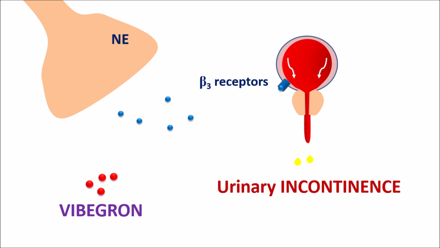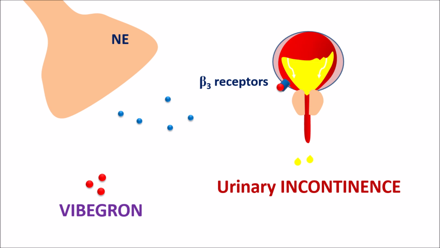Vibegron is a beta-3 receptor agonist. This Vibegron acts as a beta-3 receptor agonist, which produces relaxation of the bladder. Because of bladder relaxation, the bladder volume is increased, so bladder capacity is increased. Therefore, more urine can be accommodated within the bladder, which reduces the urinary incontinence and urinary frequency. So in such people, Vibegron can reduce the urinary urgency as well as the frequency, which improves the lifestyle. And even the urination during bedtime can be reduced with use of Vibegron.